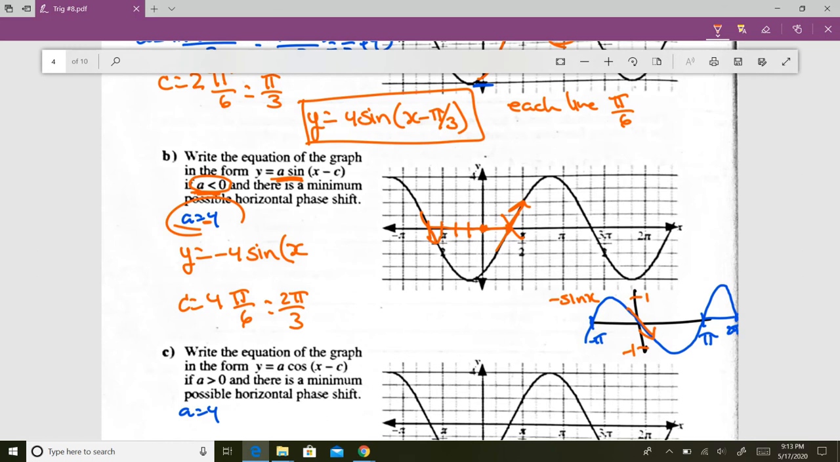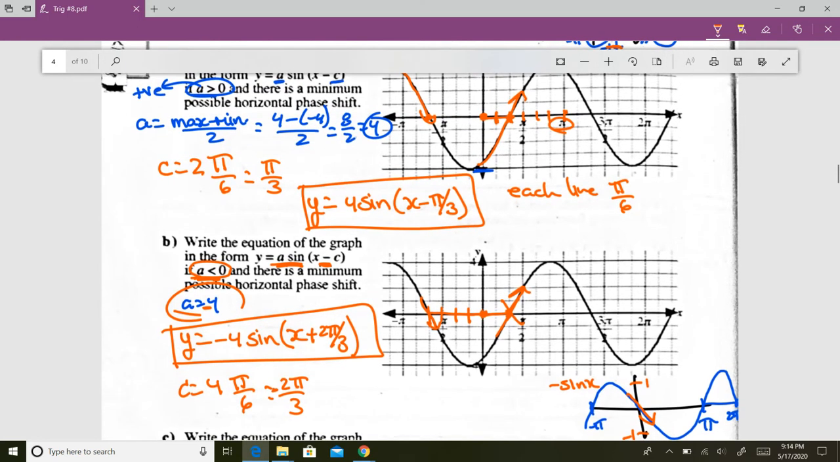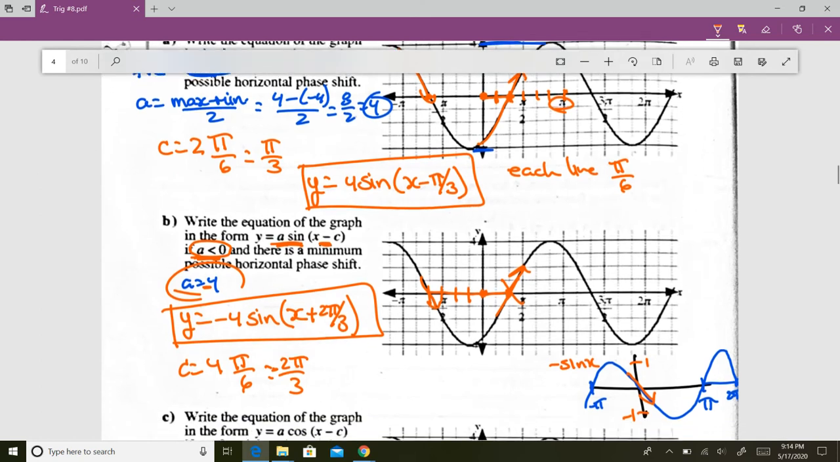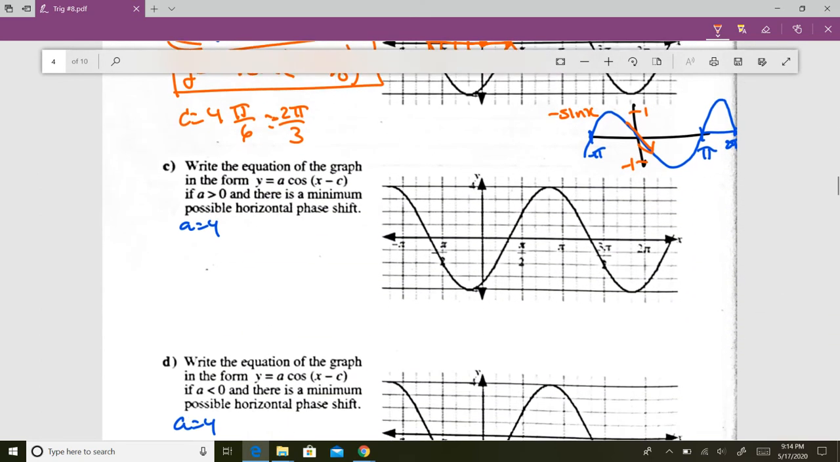So now the equation becomes negative 4 sine x, but we went left. Okay, that's negative. So that becomes x plus 2 pi over 3. Because it's x minus your c value. Minus a negative becomes positive. All right, so now you just saw two different equations generate the same graph. At least they're both sine graphs.